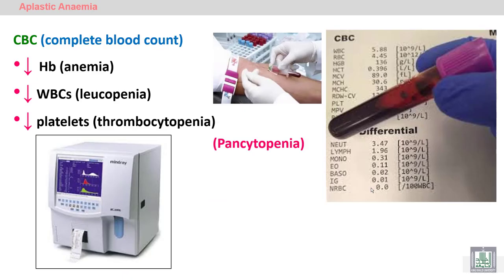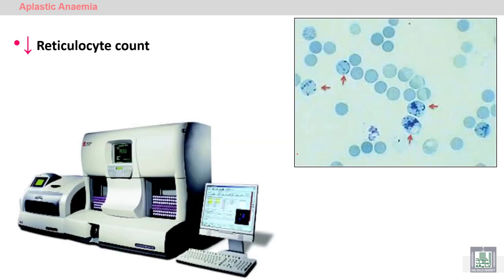Laboratory diagnosis of aplastic anemia, complete blood count. In the complete blood count, we will find a decrease in all elements: RBCs, anemia; white blood cells, leukopenia; and platelets, thrombocytopenia. So it's called pancytopenia. Also, a decrease in the reticulocyte count.